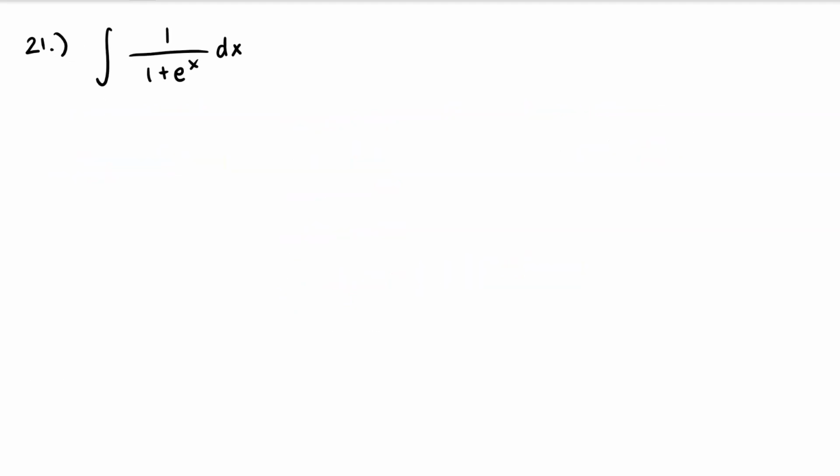For question 21, we have the integral of 1 over 1 plus e to the x dx. Let's go ahead and use u substitution, and we're going to let u equal 1 plus e to the x. Then that means that du is going to equal e to the x times dx. If I divide both sides of that equation by e to the x, we get du over e to the x is equal to dx.